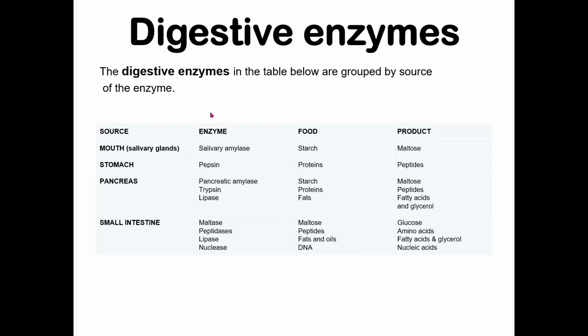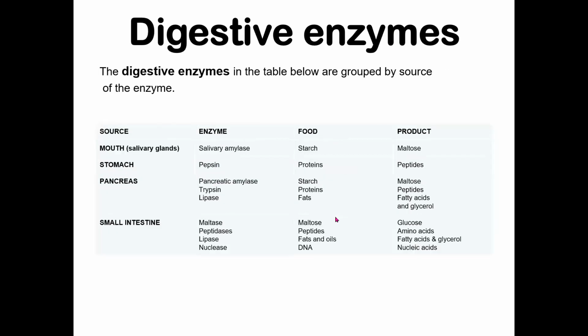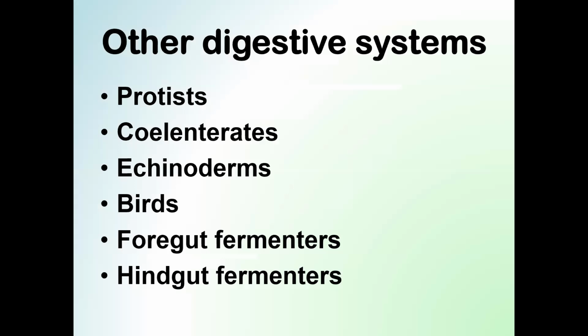And the digestive source of these enzymes. These two tables are slightly different, but they're similar enough. I'll just move through one at a time. So for other digestive systems, I just picked 6 different organisms just to show you the different systems.